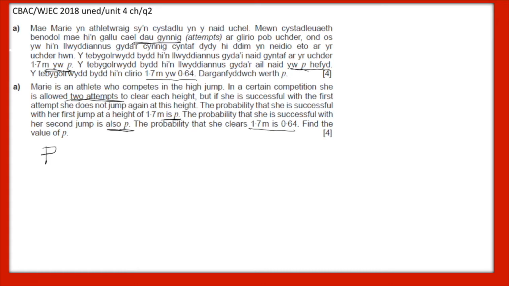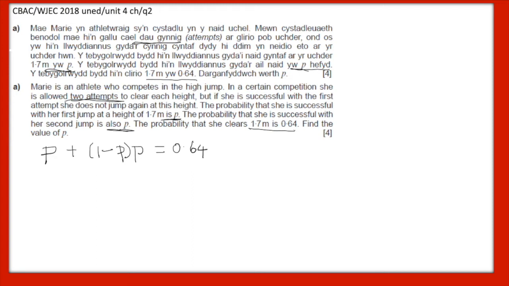So what we have is the operator for the or: she either jumps on her first jump or does it on her second jump, in which case she fails on the first, 1 minus P, because P is the probability that she gets it, multiplied by P. In other words, she fails, and then passes. And the question tells me that that is 0.64. And fairly obviously what I've got here is a quadratic in P.